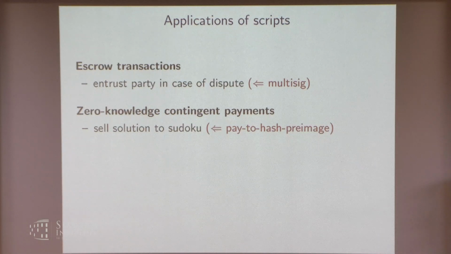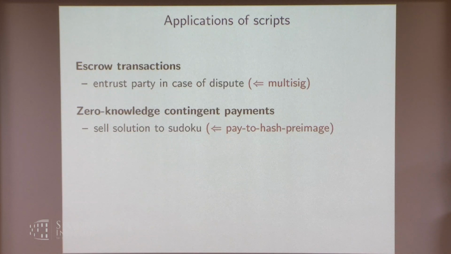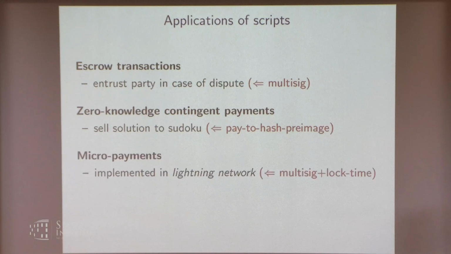But using this one nice operation and some zero-knowledge proofs in the background, you can actually solve this over Bitcoin, so that it's guaranteed that either I get the solution and the person gets the money, or no one gets anything. And finally, by using multi-signatures and this lock time, you can implement micropayments. This is basically what the Lightning Network allows you to do.